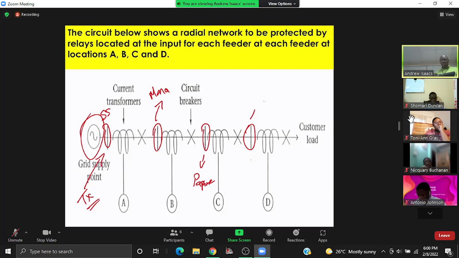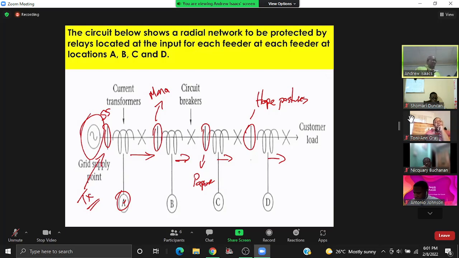This one is heading up to Hope Pastures. So these are our load points, and the relays here. All these relays are looking at what is happening down here. So A is looking down, B is looking down, etc. Or depending on who you want to consider, maybe looking up, but it's looking down, all right?